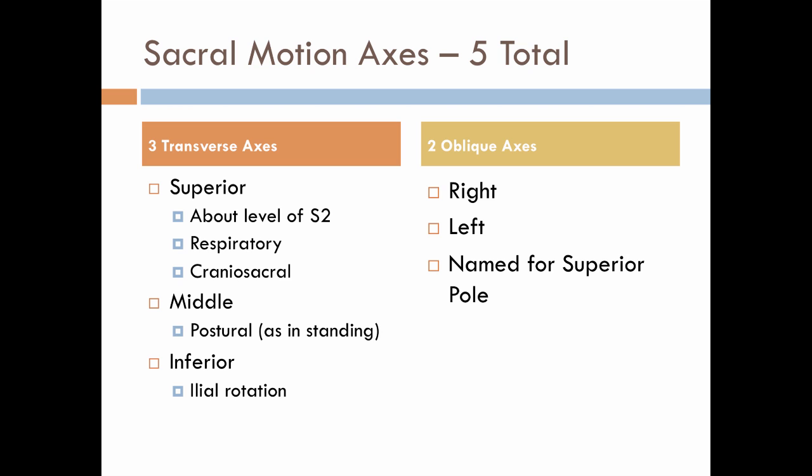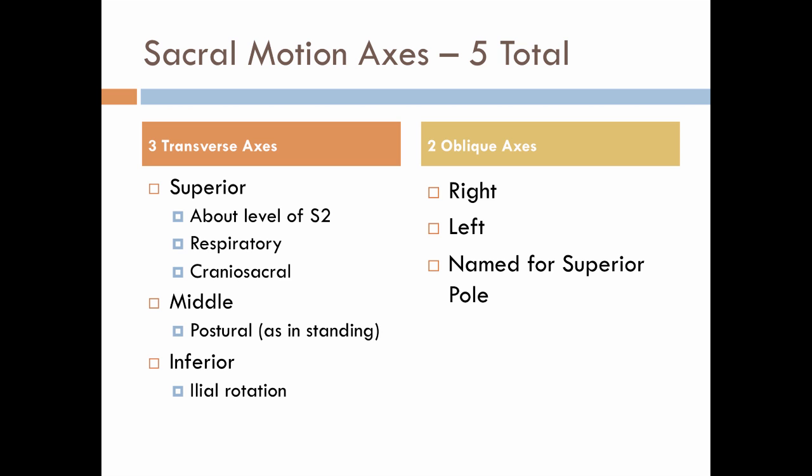Now, in terms of exactly where these transverse axes occur anatomically, it was thought for some time that the superior axis was at S2, the middle at S3, and the inferior at S4. But it seems more likely that the exact location of the axis of rotation for any of these types of motion is a more dynamic thing. So where the axis occurs may vary and depend on several factors. So it is now not thought to necessarily be always at a particular sacral level. So that's the transverse axes.